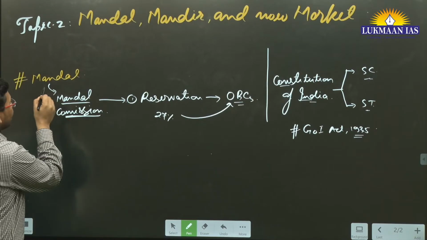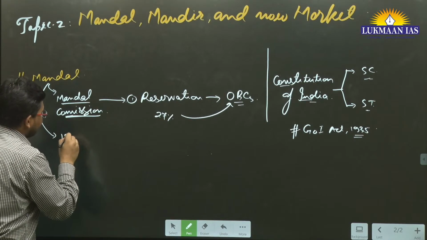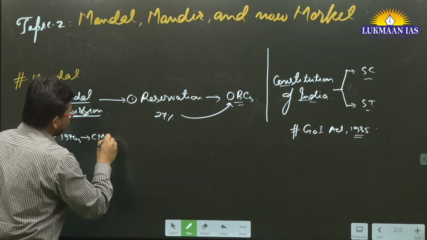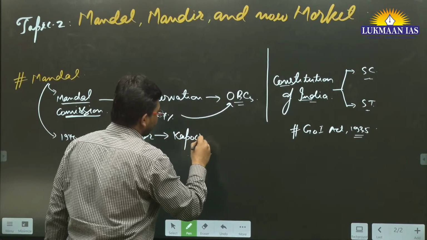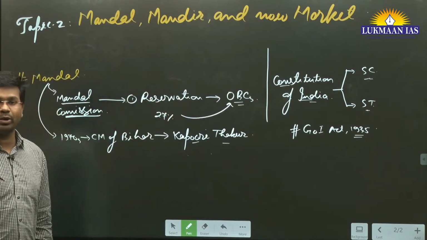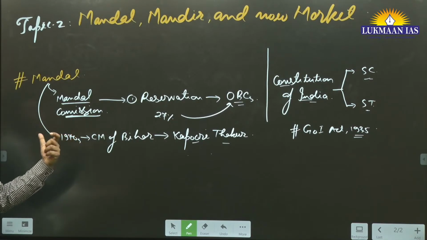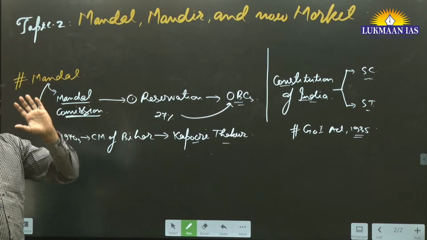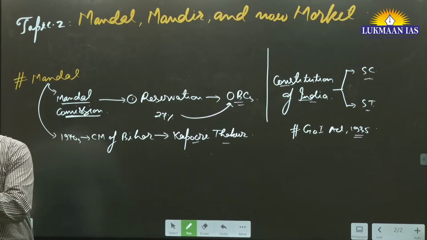And because of this reservation announcement, there was the Chief Minister of Bihar, Karpuri Thakur. In the 1970s, the Chief Minister of Bihar, Karpuri Thakur, was not from the Bharatiya Janata Party, he was from some other party, but he said that the BJP is not only a party of the upper caste, it is also a party of the lower caste as well.